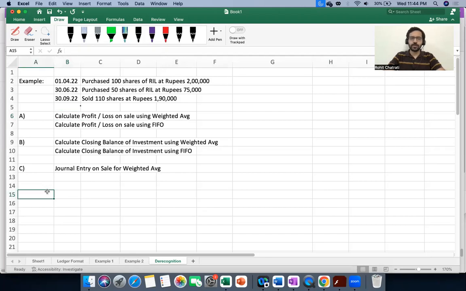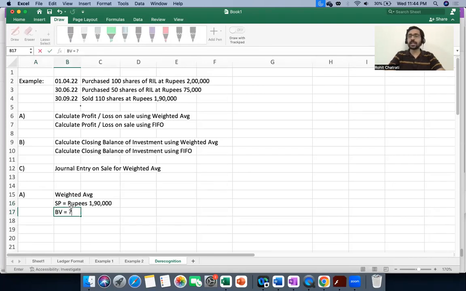We have sold, our selling price is equal to rupees 1 lakh 90,000. So my selling price is rupees 1 lakh 90,000. Now I need to calculate the book value, or the carrying amount, or the cost.